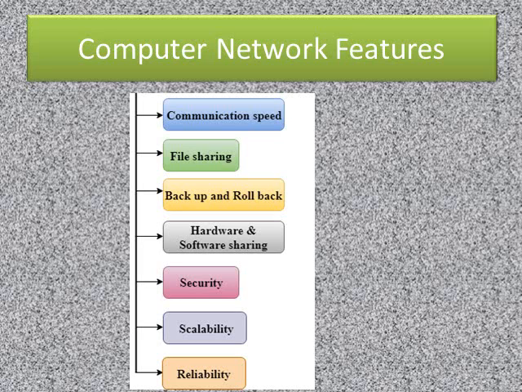Hardware and software sharing. You can share hardware on the network. You can have a big or a giant printer for the entire office, and it can be shared, so that you can take a printout from any peripheral. There is security, and you have scalability and reliability. You are able to rely on the network, and you have security, as you can save your files in different terminals in the network.